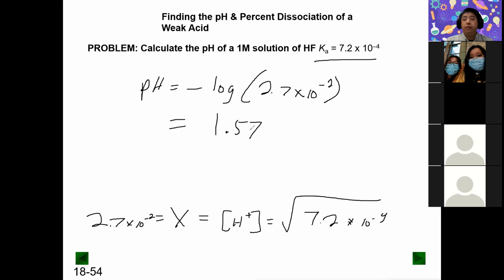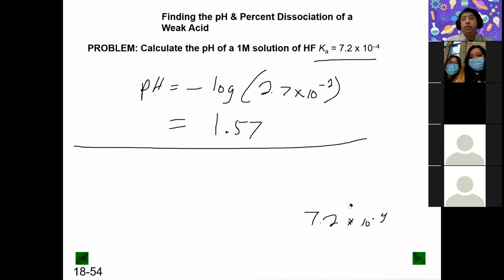About 1.57, okay? So I'll leave that there for you. I'm going to erase the bottom of the page, and then we're going to go ahead and look for the percent dissociation. So how much of this actually dissociated out of my original amount?